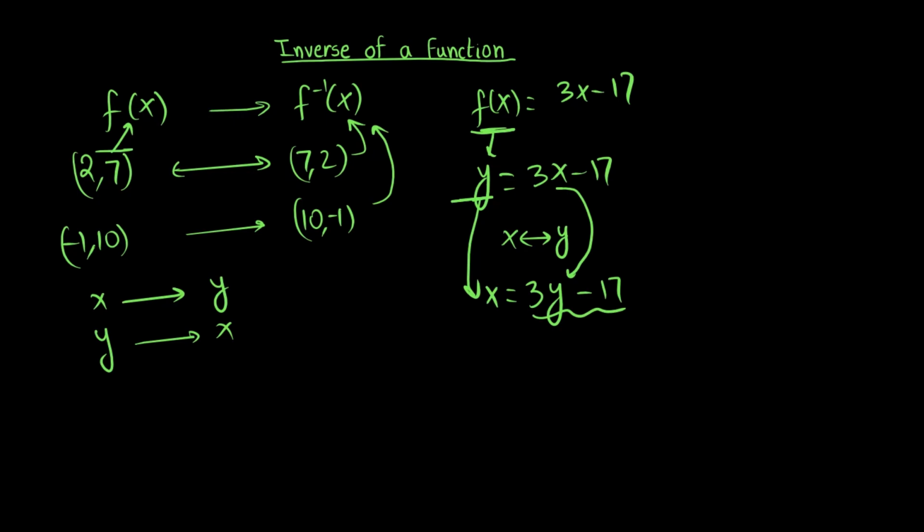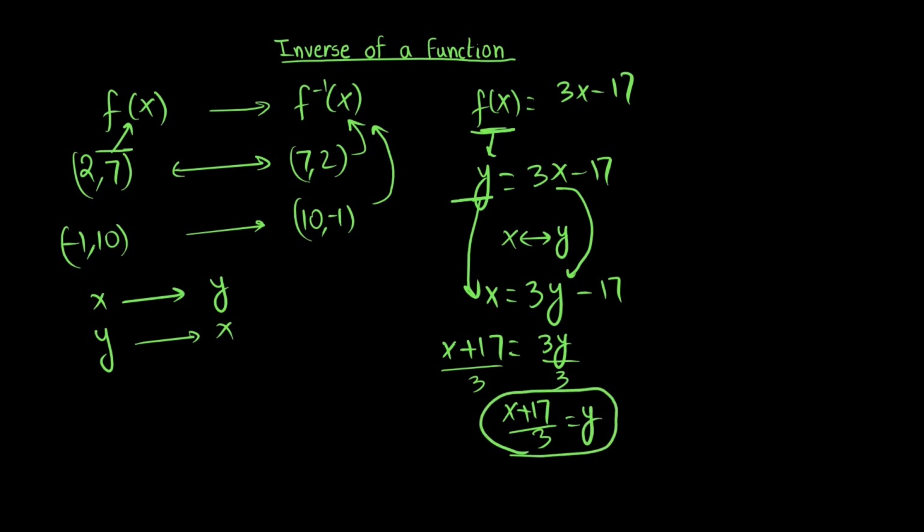I will start by bringing this 17 to the left side of the equal sign. So x plus 17 equals 3y. Now divide both sides by 3. (x plus 17) over 3 equals y. This is the inverse function. You can write it as f inverse x equals (x plus 17) over 3. And that is your answer. Let's see some other problems.